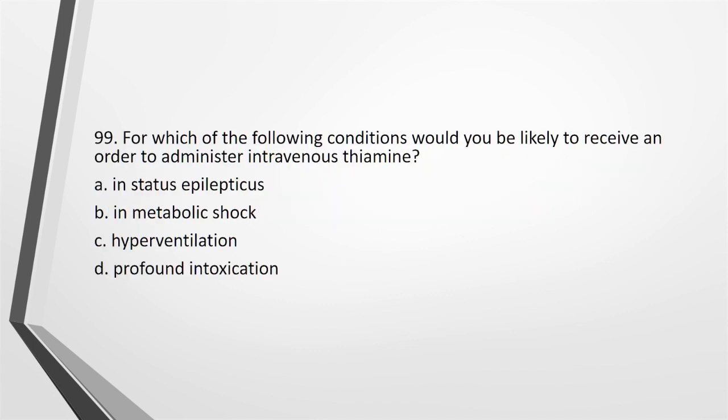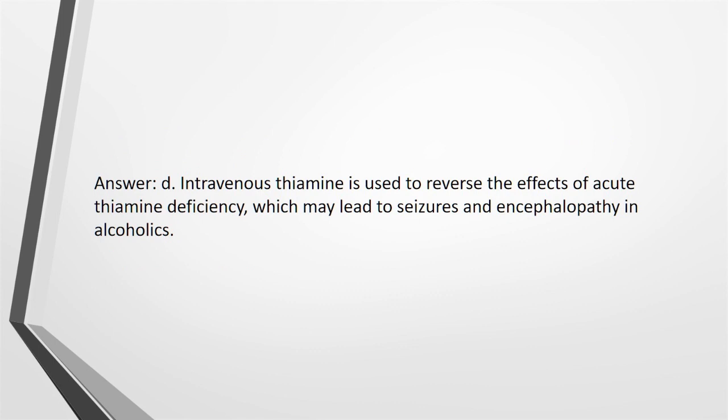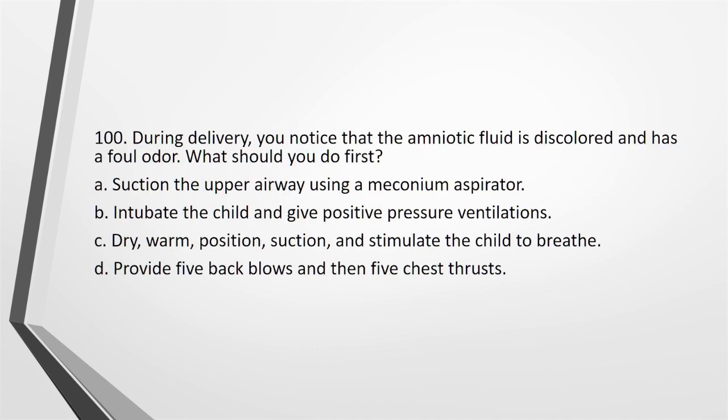99. For which of the following conditions would you be likely to receive an order to administer intravenous thiamine? A. In status epilepticus. B. In metabolic shock. C. Hyperventilation. D. Profound intoxication. Answer. D. Intravenous thiamine is used to reverse the effects of acute thiamine deficiency, which may lead to seizures and encephalopathy in alcoholics.